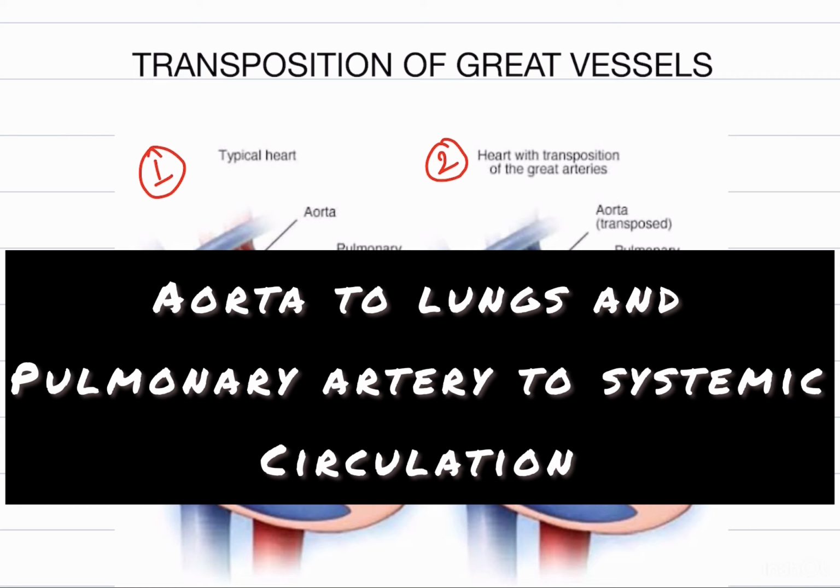left ventricle. So that left ventricle pumps the blood into the pulmonary artery and it goes into the lungs. Basically this leads to circulation of the oxygenated blood within the lungs, and the deoxygenated blood is then pumped into the peripheral circulation. That leads to peripheral hypoxia and cyanosis.